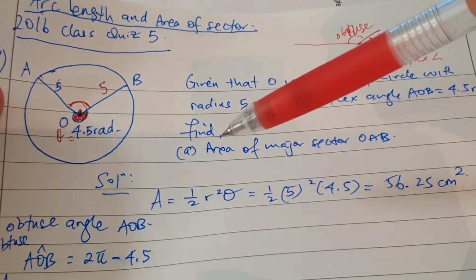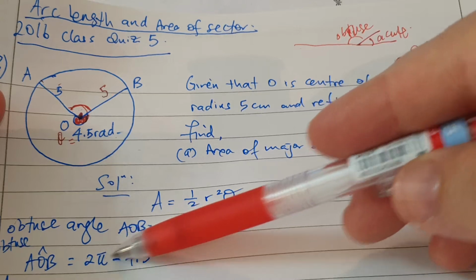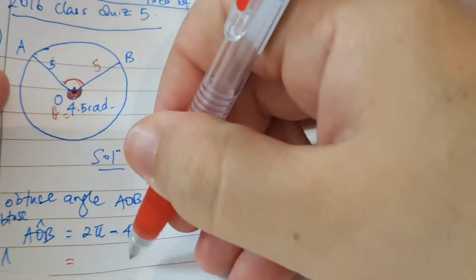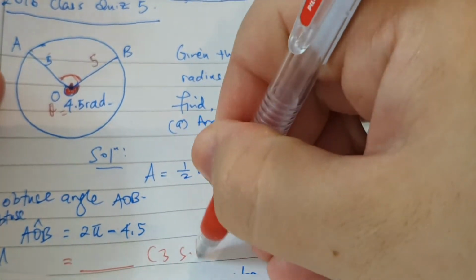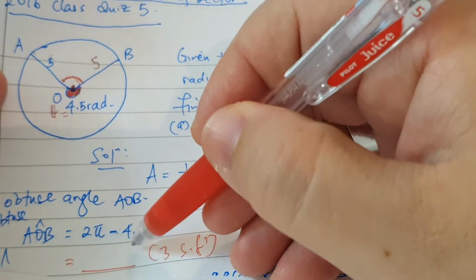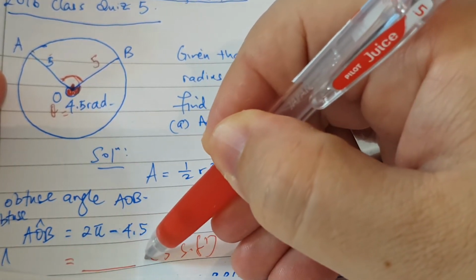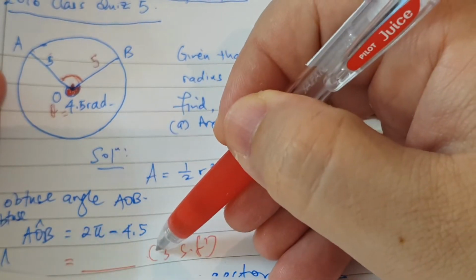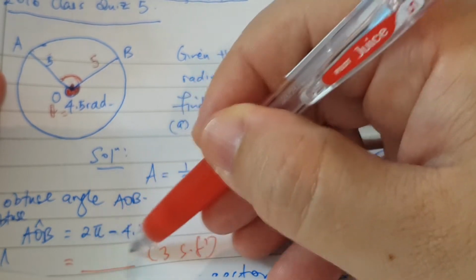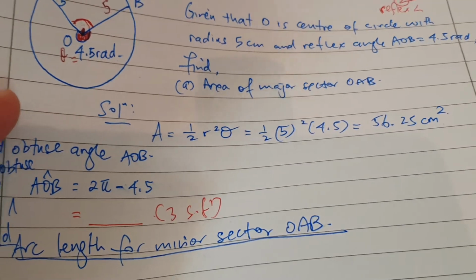Wait, let me see. Did they ask you to leave in pi? If they ask you to leave in terms of pi, you leave your answer like that. If they didn't, you just give it to 3 SF. Now, for radians, you can either write radians or write rad as short form, or you can just leave it. If for an angle you don't write degree, it's understood to be radians already. So don't bother. That's all. First question. Oh, haven't done.